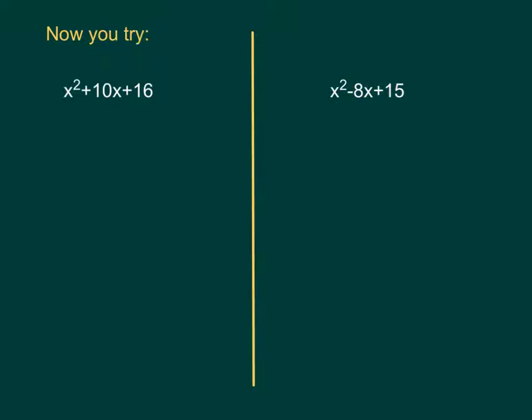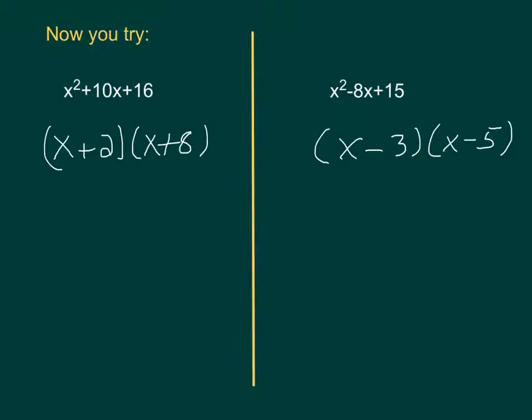Now it's time to reveal our answers. And there you go. x squared plus 10x plus 16 factors into (x plus 2)(x plus 8), and x squared minus 8x plus 15 factors into (x minus 3)(x minus 5).